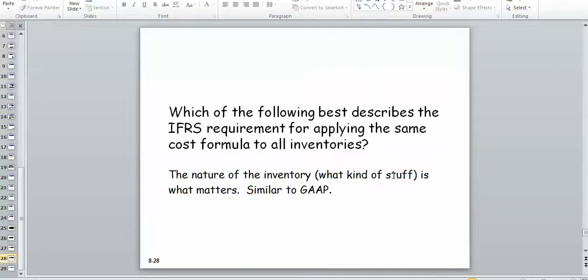Which of the following best describes the IFRS requirement for applying the same cost formula to all inventories? In other words, what kind of cost method should you use for inventory? We can't use LIFO. Should you use average cost, or FIFO? There are different methods you can use. We only talked in depth about three, but there are different methods for valuing your inventory. Which one do you use? Well, the nature of the inventory, what kind of stuff you're selling, is what matters.